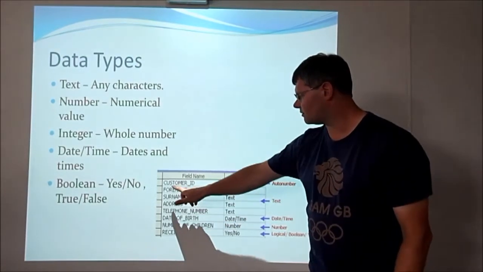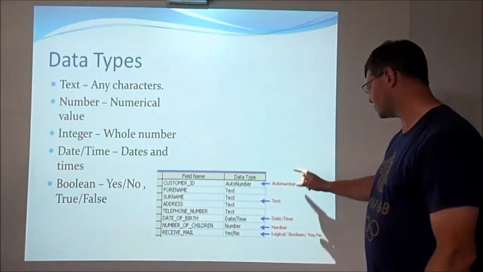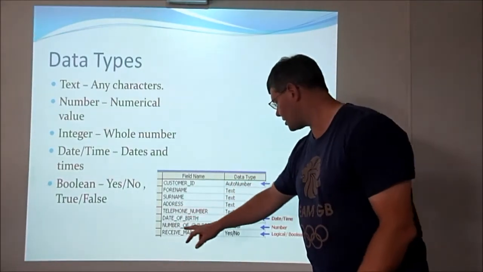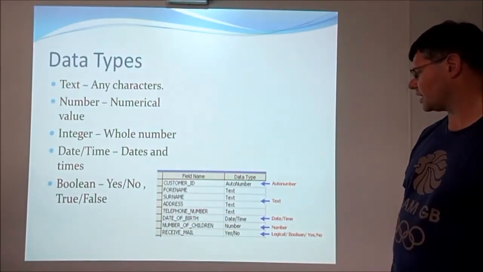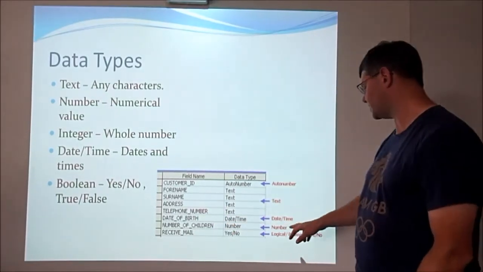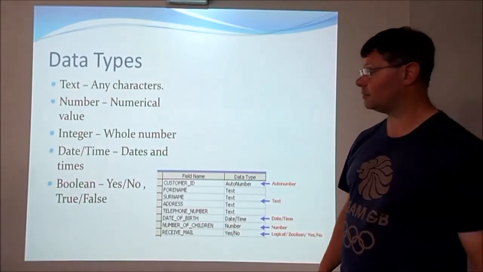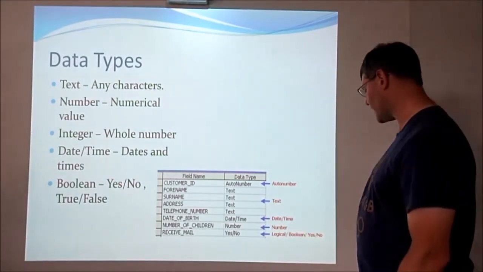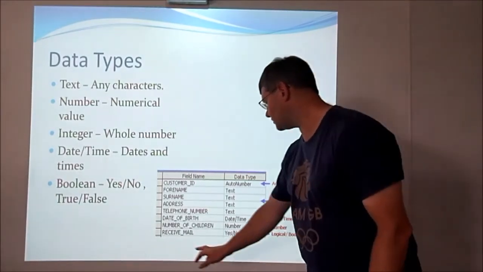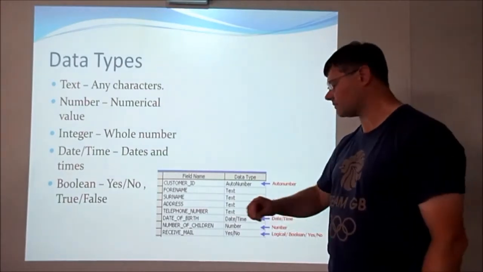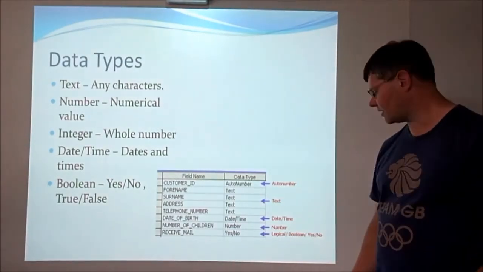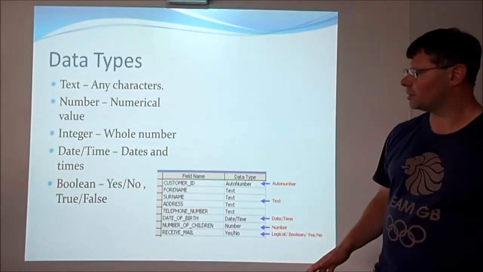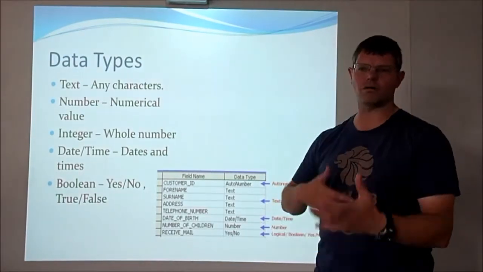So we've got forename, surname, address. That's all going to be text. Date of birth would be a date or a time. Number of children they have would be a number, and that would probably, hopefully, be an integer because you shouldn't have 2.4 children, although that is the average. And then you've got, have they signed up to the mailing list, yes or no? So that would be a Boolean one. But yes or no, true or false, on or off, those kind of things.